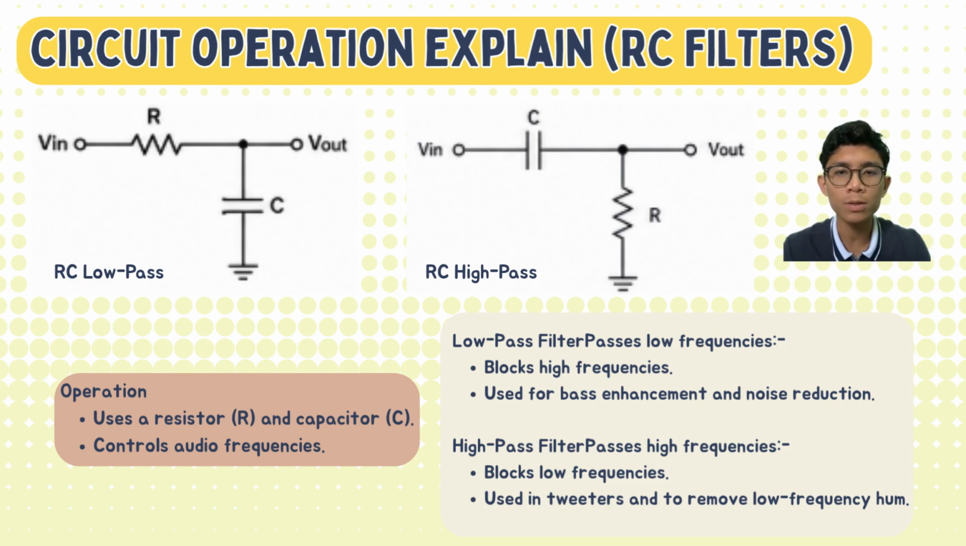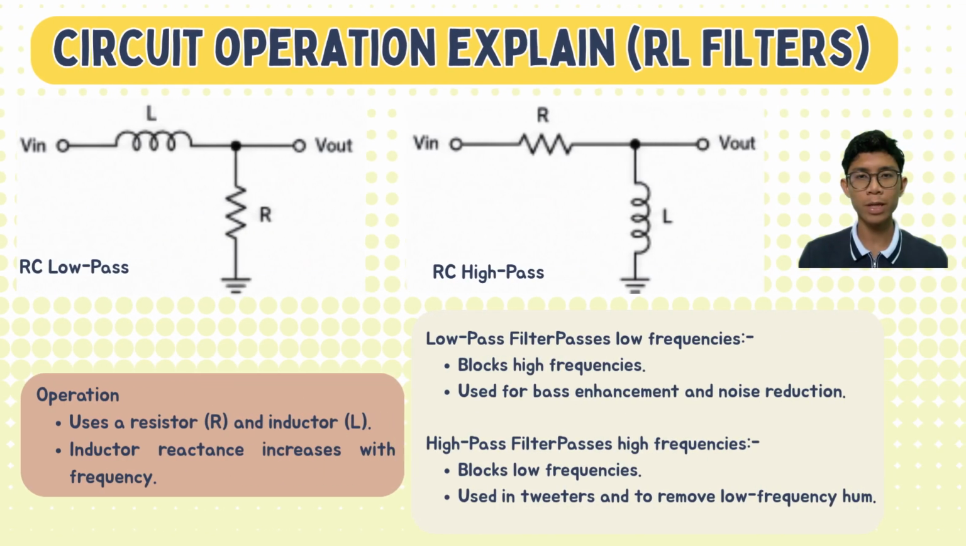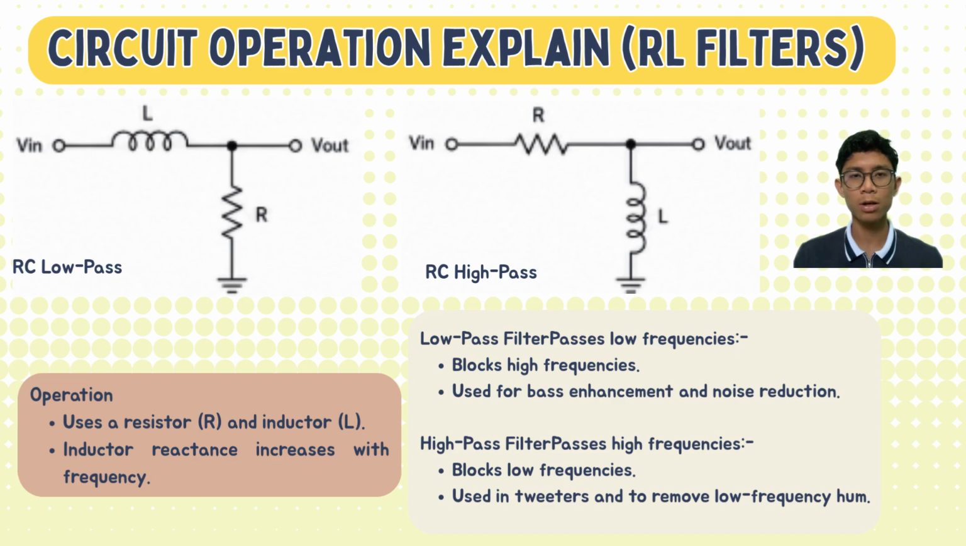In audio systems, low pass filters are commonly used for woofers and bass enhancements, while high pass filters are used for tweeters and to remove unwanted low frequency noise. Next slide, we explain RL filters, which use a resistor and an inductor.